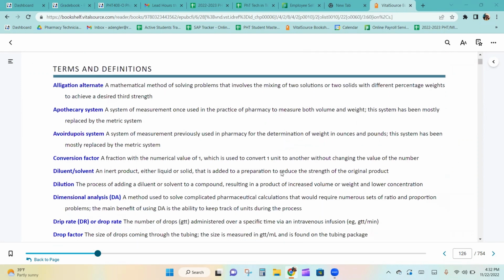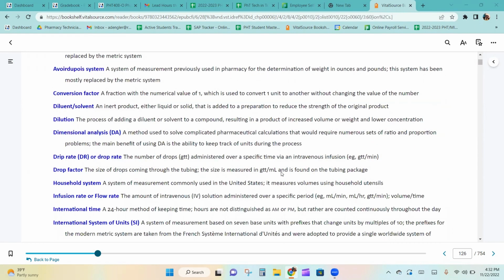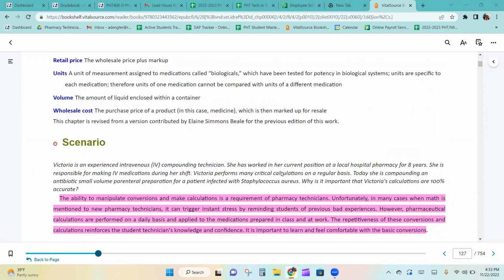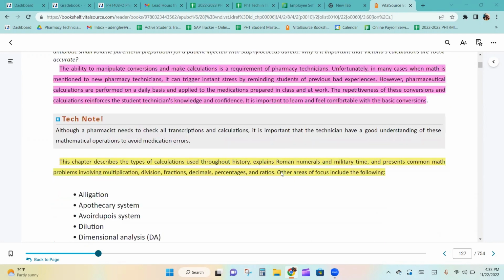So we should cover all of these in the chapter, so I'm just going to skip past them for now. The ability to manipulate conversions and make calculations is a requirement of pharmacy technicians. Unfortunately, in many cases, when math is mentioned to new pharmacy technicians, it can trigger instant stress by reminding students of previous bad experiences.